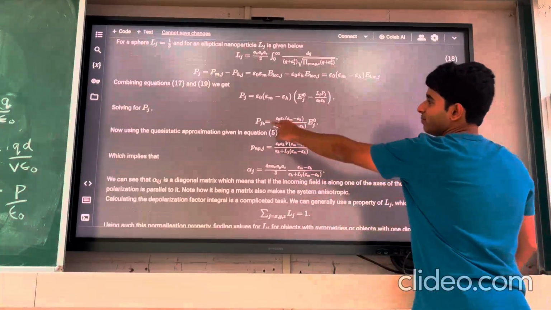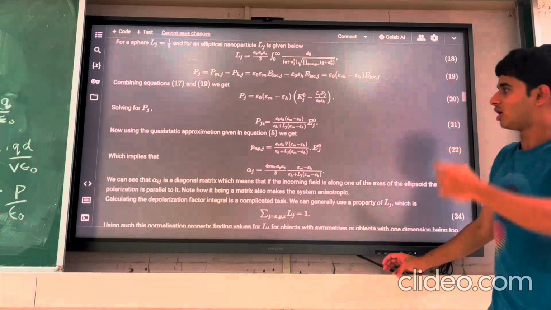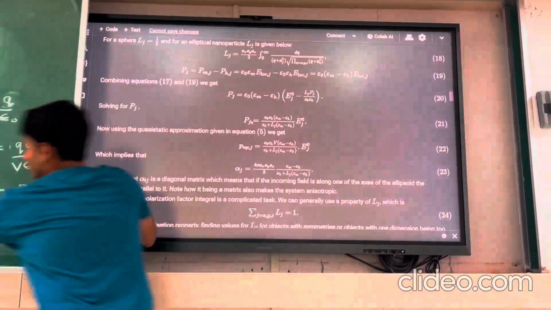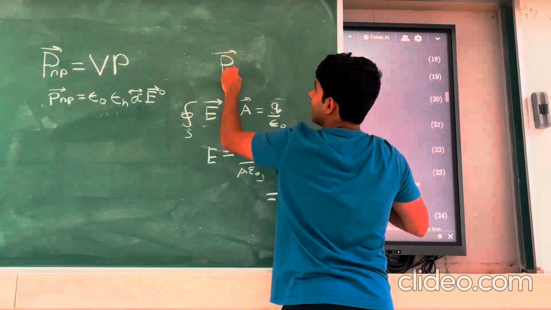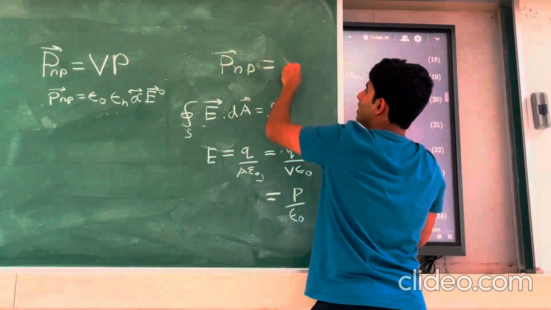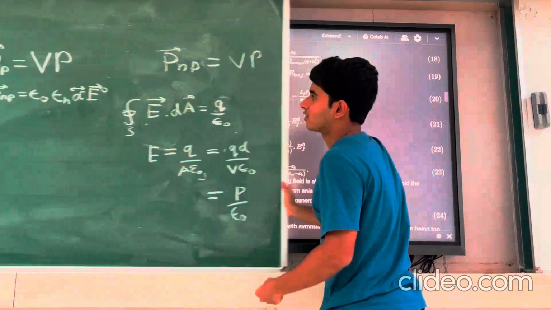Now we know Pj, and we also know from Drude's model that we can find P of Np to be Vp. So this is already written here, I don't know why I wrote it.